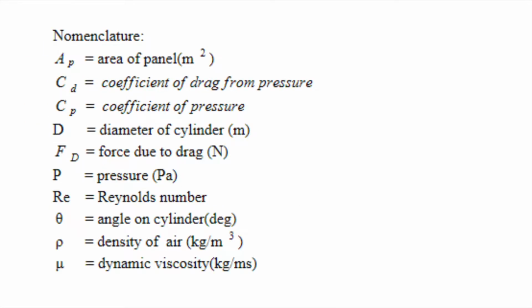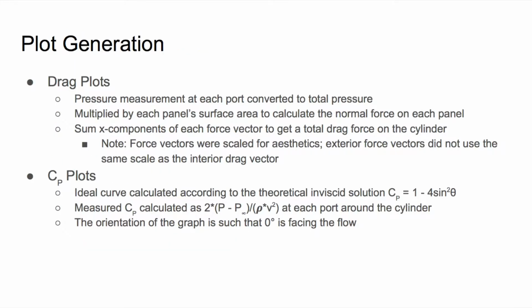To organize our experimental data, our group decided to generate two plots, one for drag and one for coefficient of pressure for each trial run. The pressure measurements taken at the wind tunnel are measured as a difference between the pitot tube at the front of the wind tunnel and the pressure measurement at each port around the cylinder. So this had to be converted to total pressure.